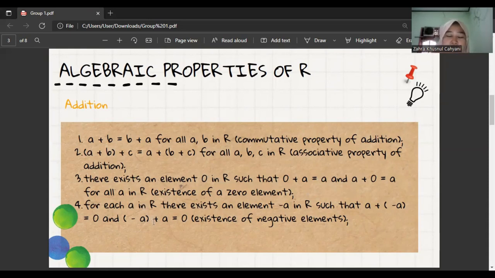And the last property of addition is the existence of negative elements. For each A in R, there exists an element negative A in R such that A plus parenthesis negative A equals 0 and parenthesis negative A plus A equals 0.